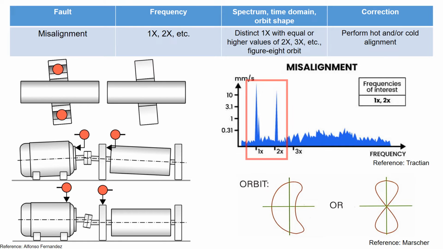The presence of 1x is due to imbalance, but in misalignment cases, 2x can reach similar amplitude as the 1x's. The orbit shape resembles a figure 8.